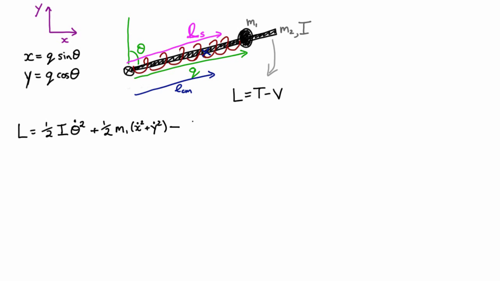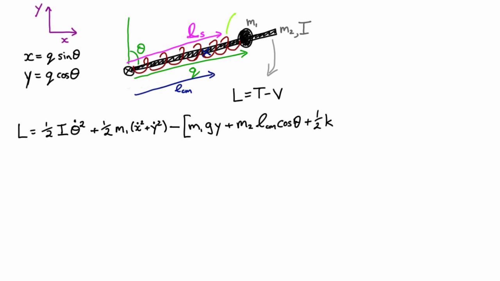And I'm going to need minus my potential, and I'm going to keep that minus sign out there so I don't make any minus sign errors. I've got the gravitational potential of my mass, which is going to be m1 g y. I'm going to have the gravitational potential of the rod, which is going to be m2 g, this length I just introduced, L center of mass, cos theta. And I'm also going to have the potential energy of the spring, which I can write as a half k for the spring.